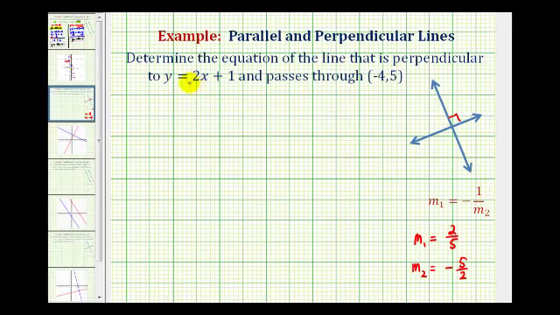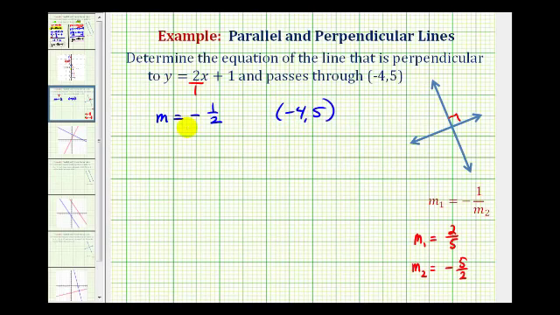We want a line that is perpendicular to y equals 2x plus 1. Well, this line is in slope-intercept form, so we should recognize that the slope of this line is 2 over 1. Therefore, the slope of the perpendicular line would be the negative reciprocal of this. So for the slope of our line, we'll have to flip this over and change the sign. That would give us negative 1/2. Negative 1/2 is the negative reciprocal of 2 over 1. And then we know our line also passes through the point negative 4, 5.